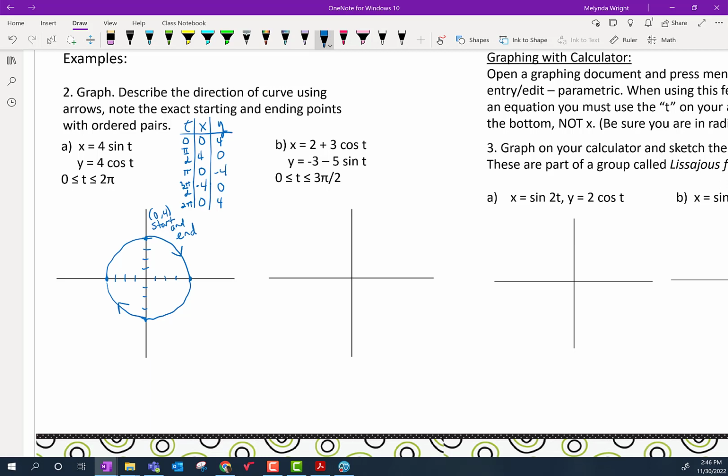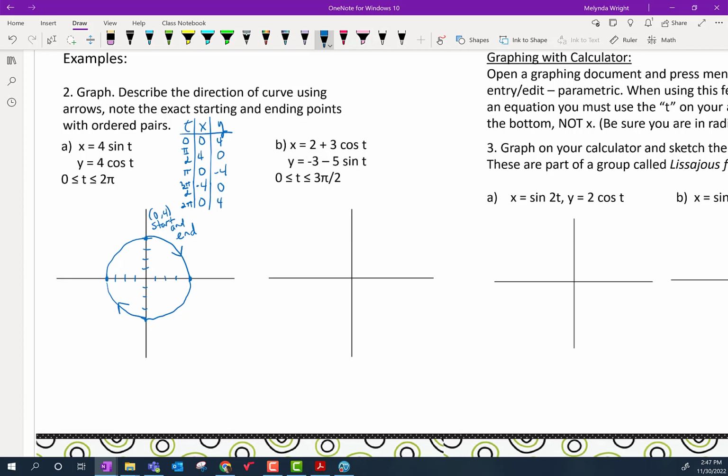Okay. What do you think about the 0 to 2 pi? When we had 0 to 2 pi, we were able to complete the circle, right? If we had less than 2 pi, would we have a whole circle? No. So I want you to think about that when we're getting ready to do B and look at its time restrictions.